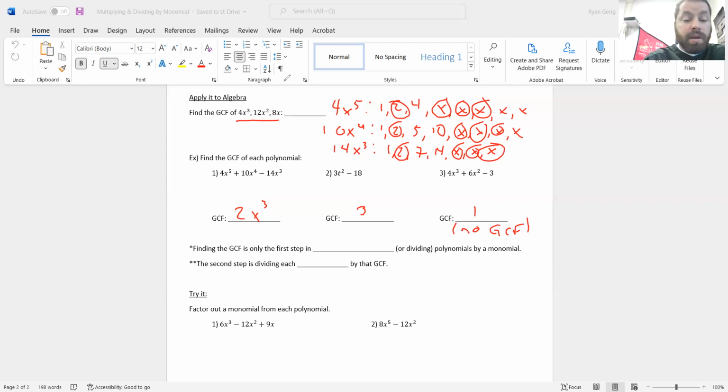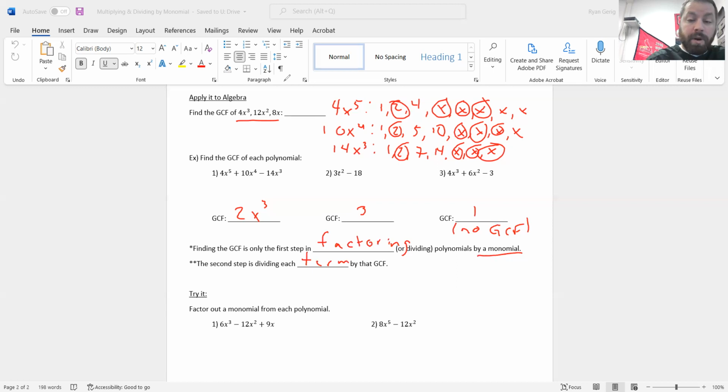Okay? All right. Almost done. Finding the GCF is only the first step in factoring. This is what I'm going to call it a lot, so you have to understand what I'm talking about when I say factoring. This is only the first step in factoring a polynomial by a monomial. Okay, so the first step is finding the GCF. The second step, which we haven't done yet, is dividing each term by that GCF.